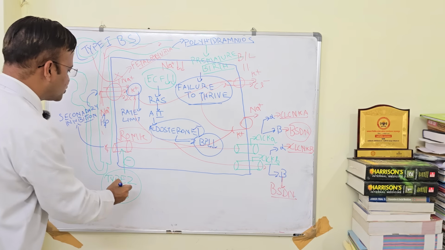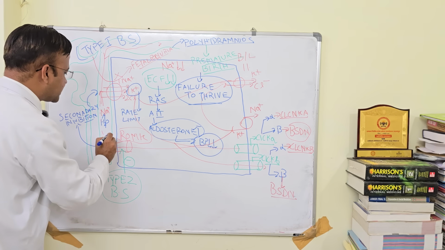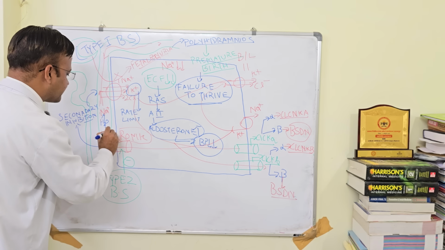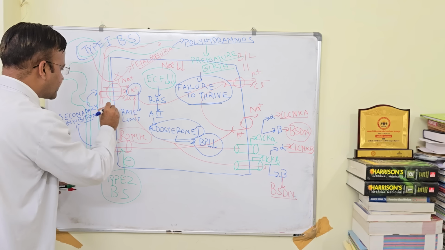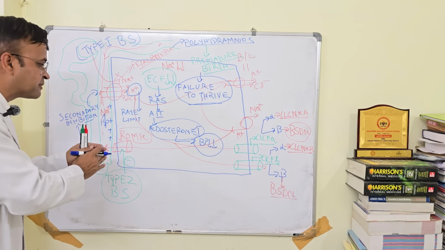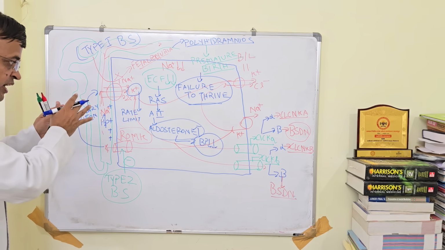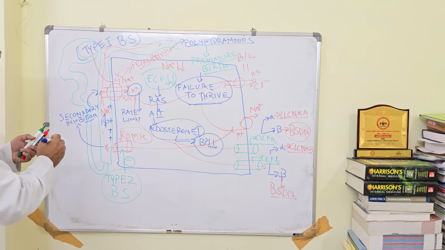What else can happen in type 2 Bartter syndrome? Actually, this potassium which is being pumped outside creates a positive potential over here. And this positive potential in turn pushes many ions like calcium and magnesium for absorption via the paracellular route.